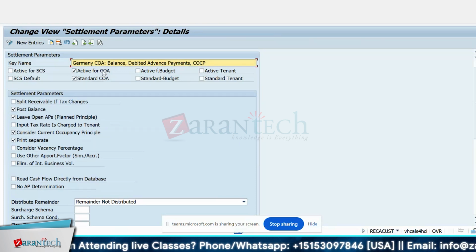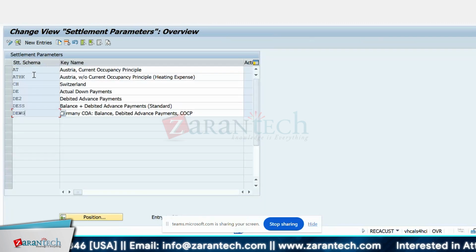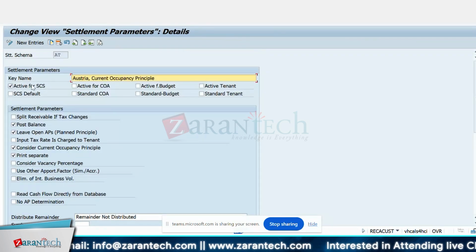Active for chart of account, standard chart of account, then active for budget, active tenant, standard budget, active for service charge settlement. See, this should also be activated. I don't know why this is not being activated. Just a second. Australia. So over here, if you see, this has been activated for service charge settlement.